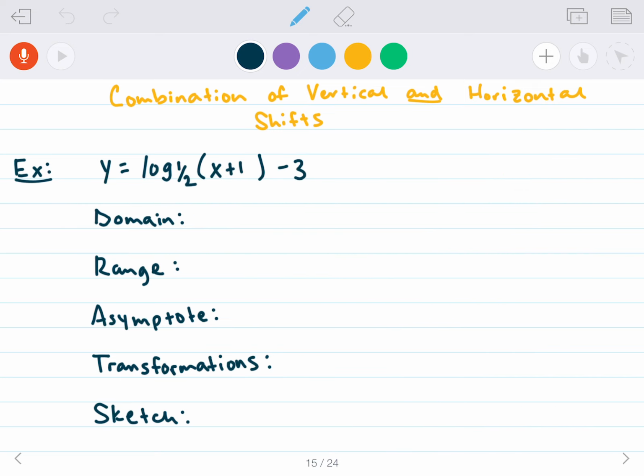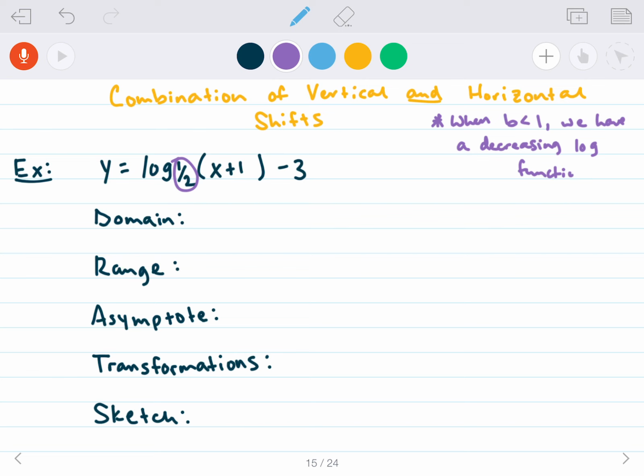Okay, so let's look at this next example. Now, you should notice something weird about the base in this case. The base is 1/2, right? And I want to make a little side note that you should put in your notes. When the base is less than 1, we have a decreasing log function.